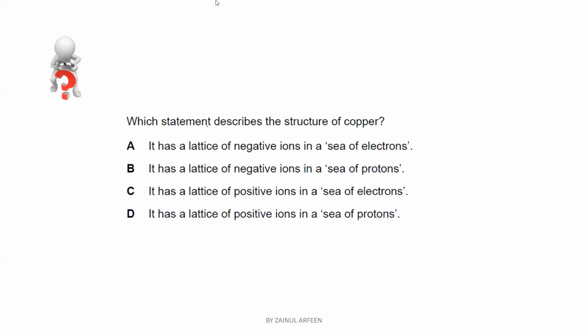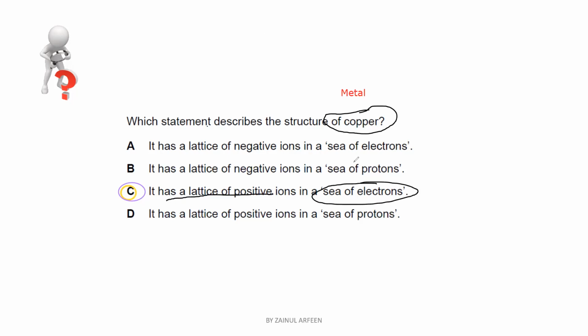So this is an example question. Which statement describes the structure of copper? Keep in mind copper is a metal. So basically they're asking which statement explains the structure of a metal. What could be the right answer? A, B, C or D? Yeah, C is the right answer because it has a lattice of positive ions in a sea of electrons.